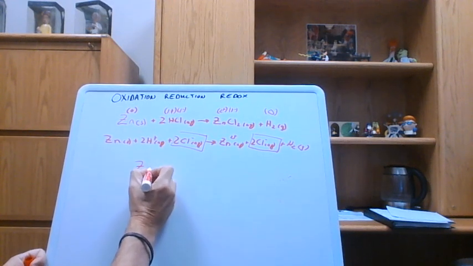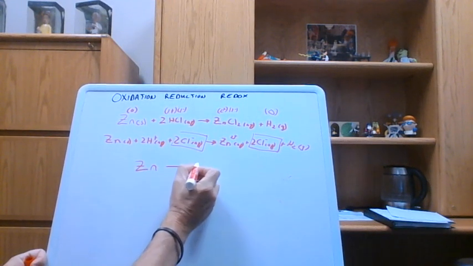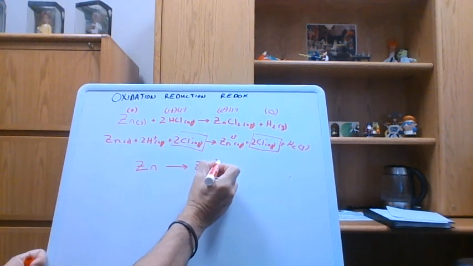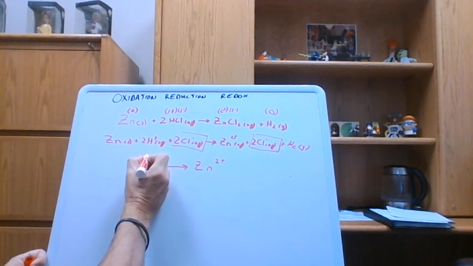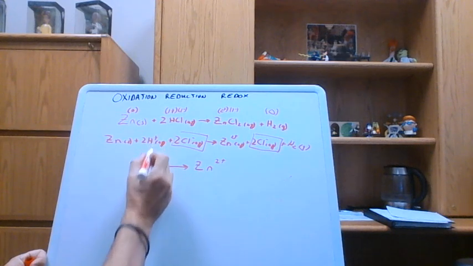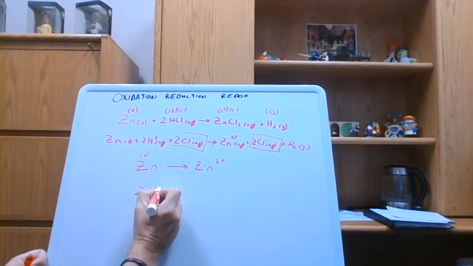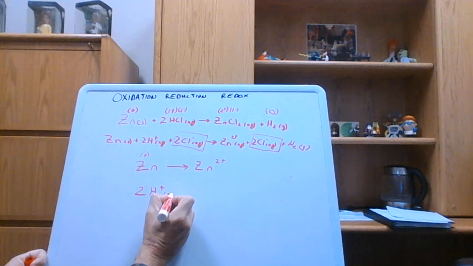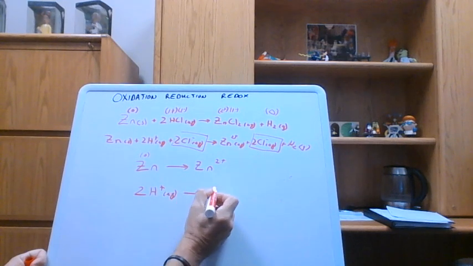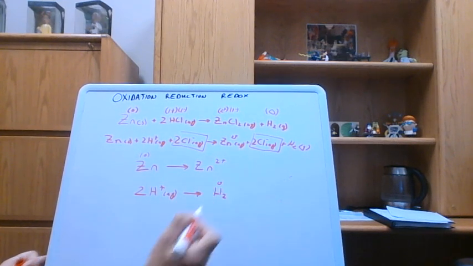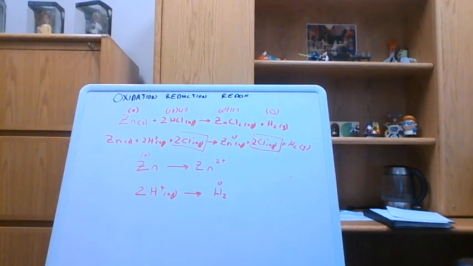So in one half reaction we have zinc becoming zinc 2+. Here we have a 0 charge. Here it has a 2+. Then we have 2 protons, and they're becoming H2, so we have a 0 charge here. All right, so we have the number and type of atoms balanced on both halves of our half reaction.